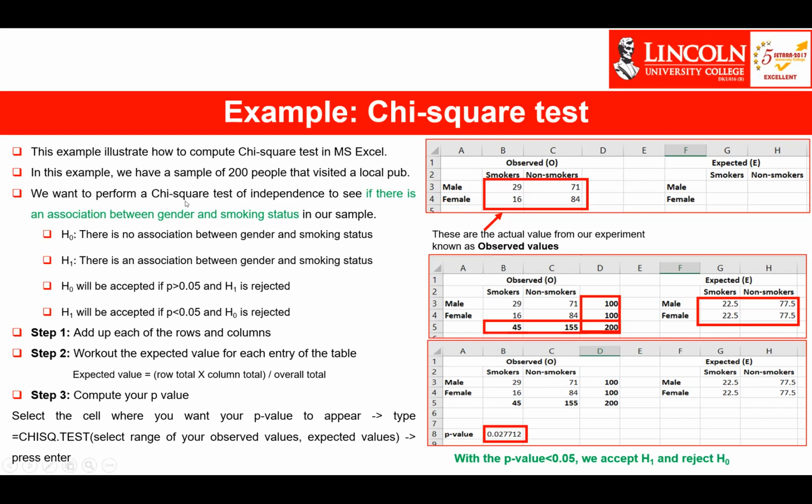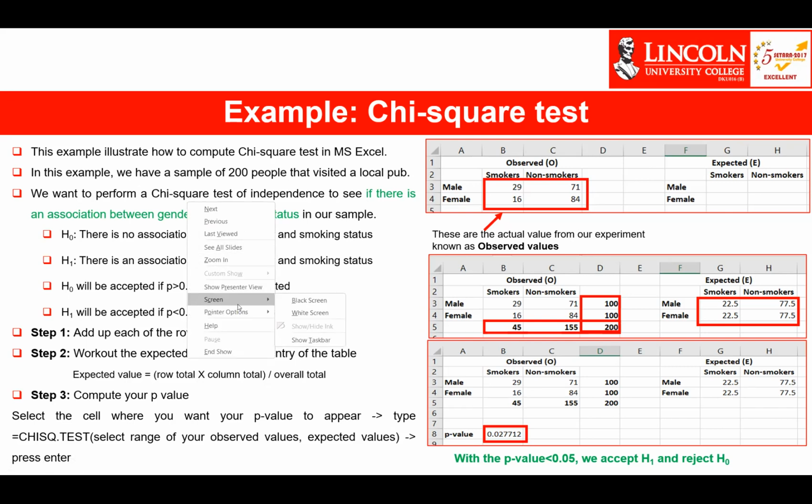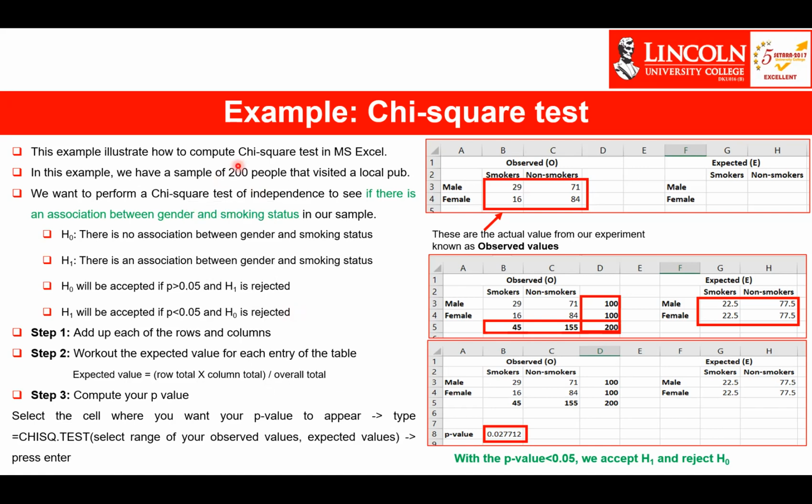We have 200 people. How does this distribution look? These are the people we record. These are the people we sample directly. Okay, so we have something like this. These are the observed data.